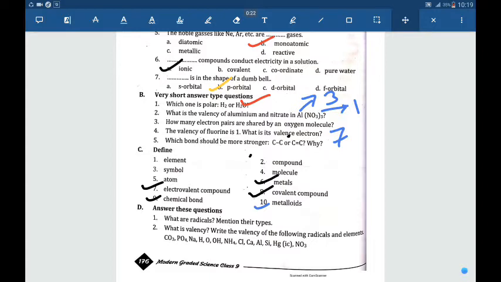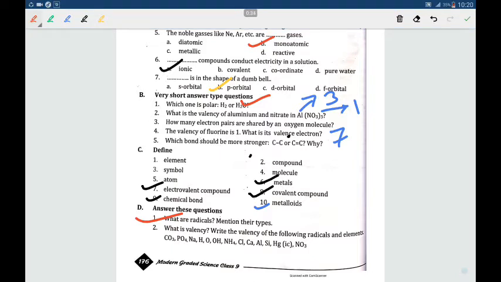What is here? Question number D is, what are radicals? Mention their types. What are radicals? Mention their types. So can you define radicals?